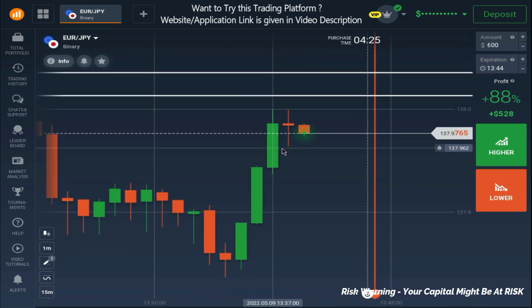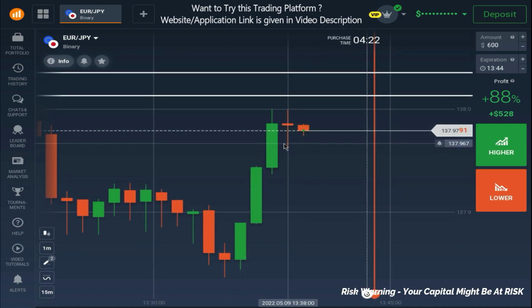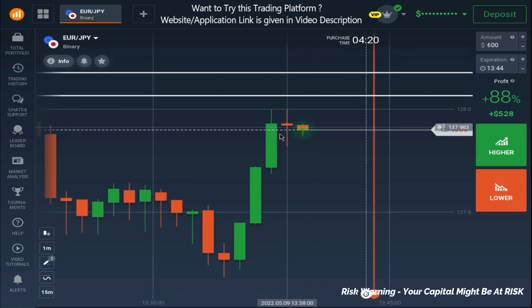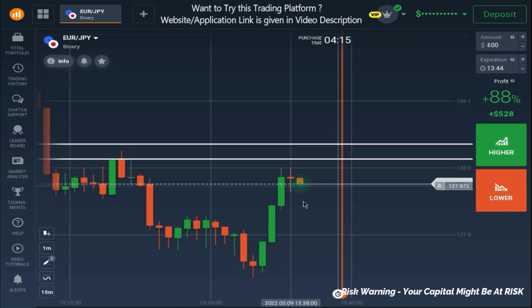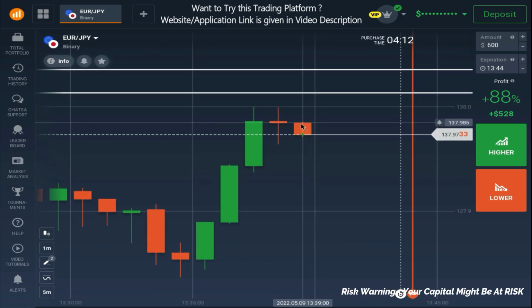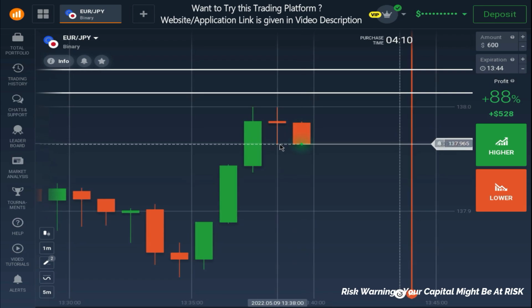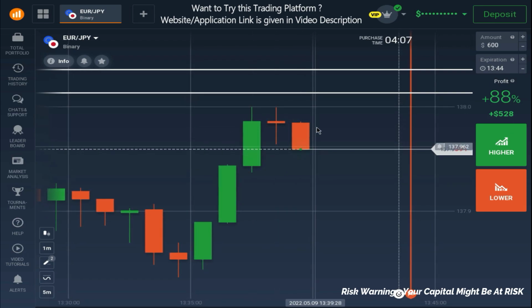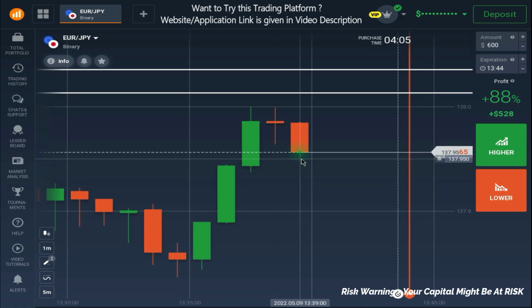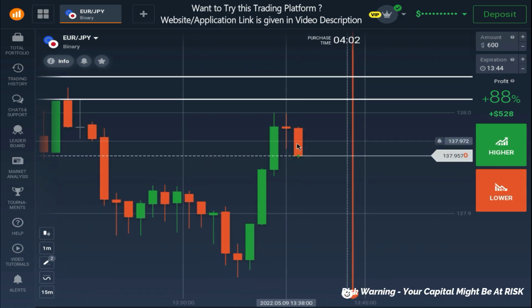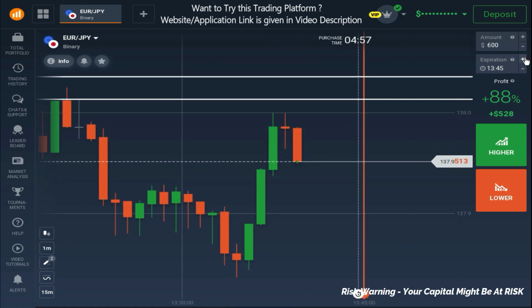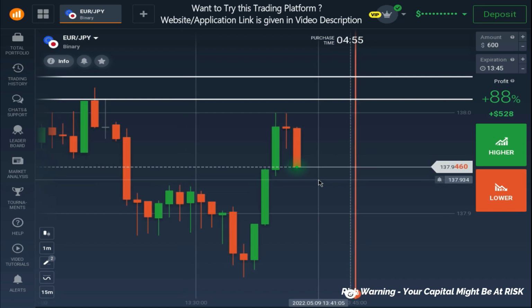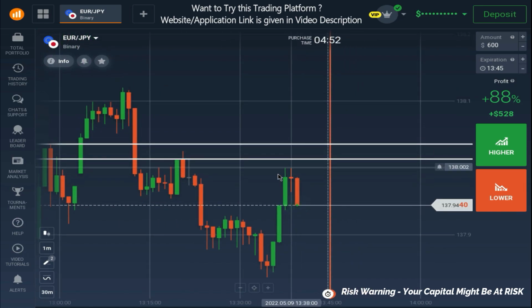This is a spinning top, or you can say a doji, which is a sign of indecision. Now we have to wait for the market to give us a confirmation candlestick here, then we can go for a trade. If this candle closes below the wick of the doji, then we are going to go for a trade in the downward direction, because this will be the confirmation candle. Otherwise, we'll wait for the market to go up more, and then we'll try to find another opportunity. But it looks like this is the confirmation, so we are going to stick with it.